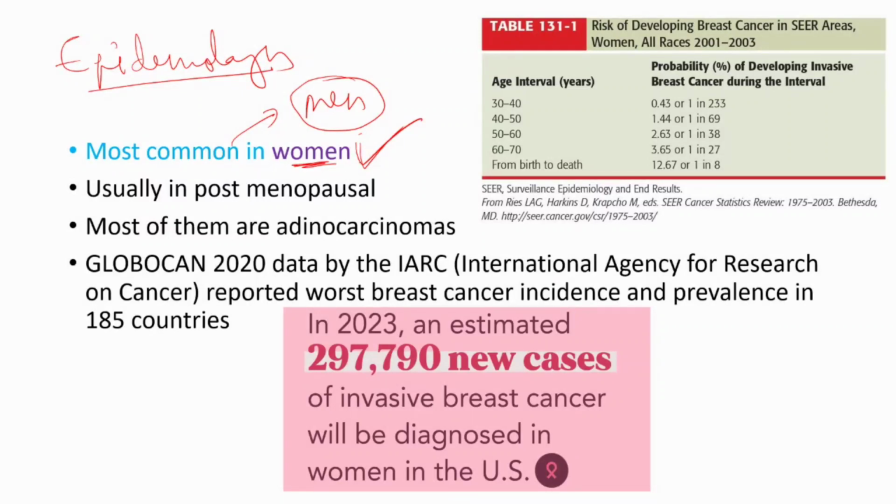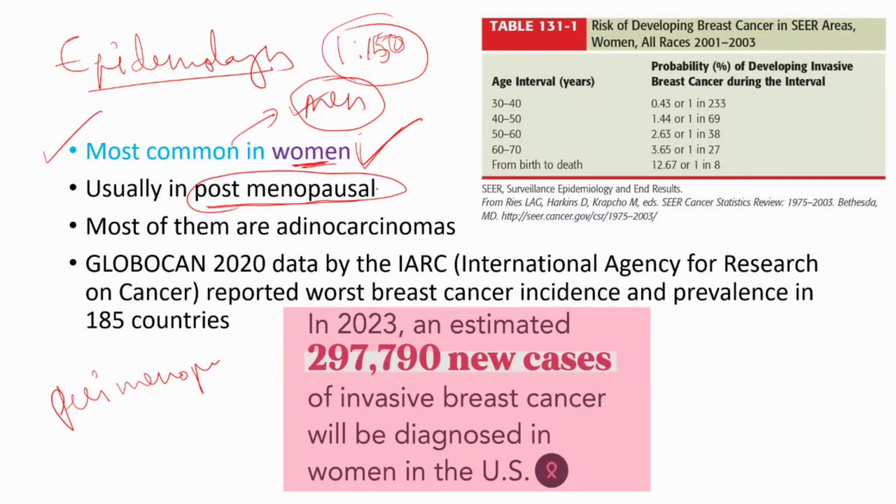If we see the ratio between men and women, one man is affected in every approximately 150 women. So 1 is to 150 is the ratio of affecting breast cancer in men. Okay. And one point, it is very common in women. We have already discussed this. And it is usually affected to postmenopausal patients. Postmenopausal, actually, it is not exactly seen after menopause, but it can also be seen just before menopause. Particularly, we call it as perimenopausal women. So before menopause, during menopause, or after menopause. Okay. So around menopause, it can be seen. Okay. So, but more commonly, it is seen in postmenopausal women.